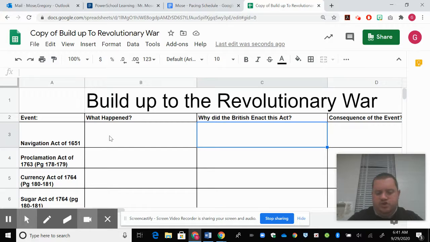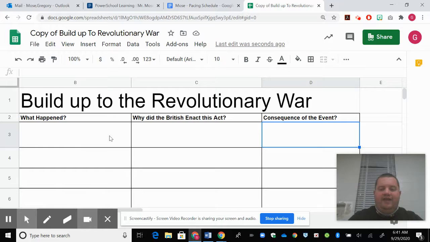So what I'm looking for here is trying to understand, why would the British do this? Are they just trying to be jerks? Are they trying to appease the Native Americans? Are they trying to pay for a war that they had to pay for in North America? And then consequences of this event. So what was the colonists' reaction to this event? Okay, were they mad? Were they happy? Were they indifferent? Did they kind of stay quiet about it? Did they riot over it? What did they do because that act was enacted?